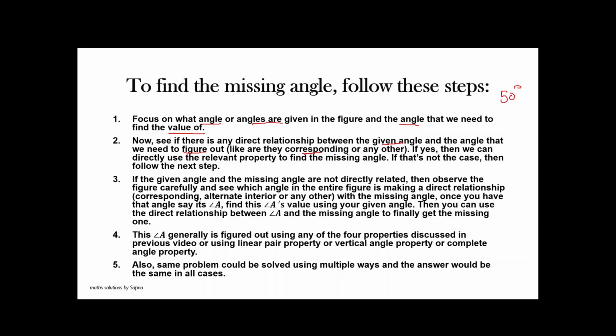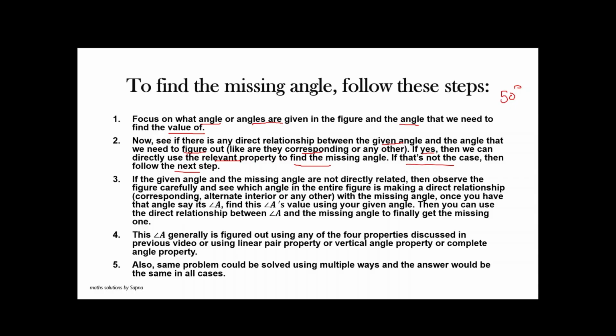Because if they have a direct relationship, we can directly use that property and figure out the missing angle, correct? So this is our first step, that we need to find out the relationship between the given angle and the missing angle. If there is a relationship, we use the relevant property to find the missing angle. They could be corresponding, co-interior, or alternate exterior. If that is the case, directly use the property that we learned in the previous video and you'll easily figure out the missing one. If that is not the case, then we'll follow the next step.